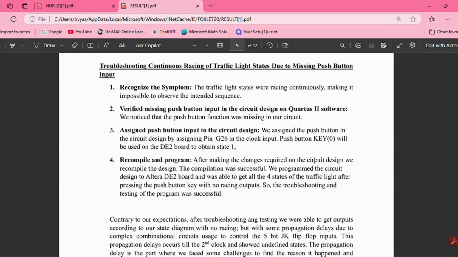And then fourth, lastly we recompile and program. After making the changes required on the circuit design, we recompile the design. The compilation was successful. We programmed the circuit design to the Altera DE2 board and were able to get all 4 states of the traffic light after pressing the push button key with no racing outputs. So the troubleshooting and testing of the program was successful.